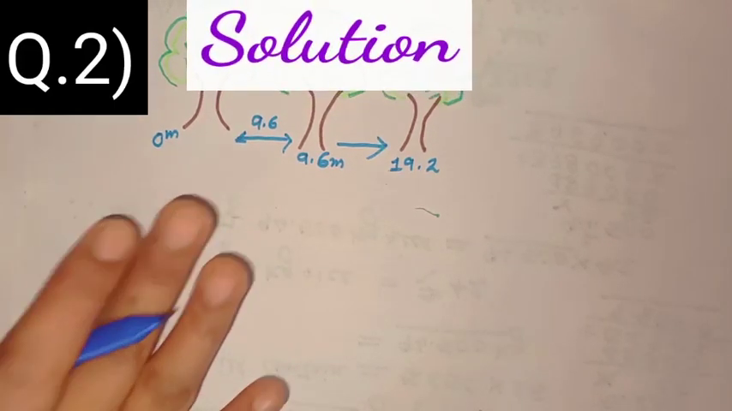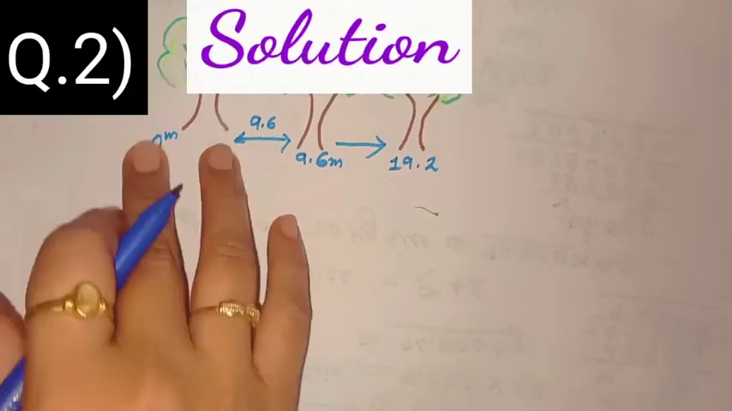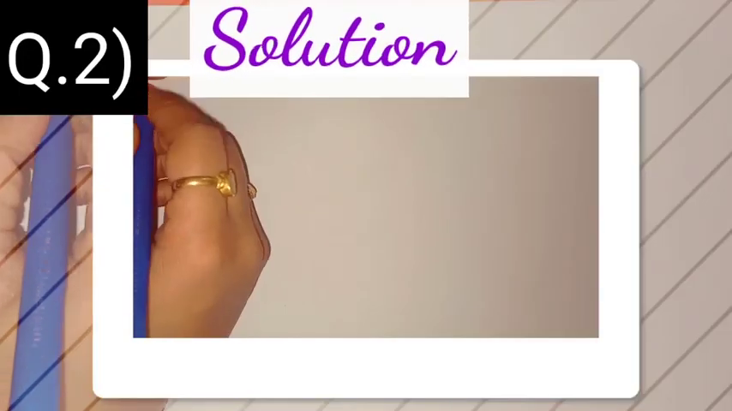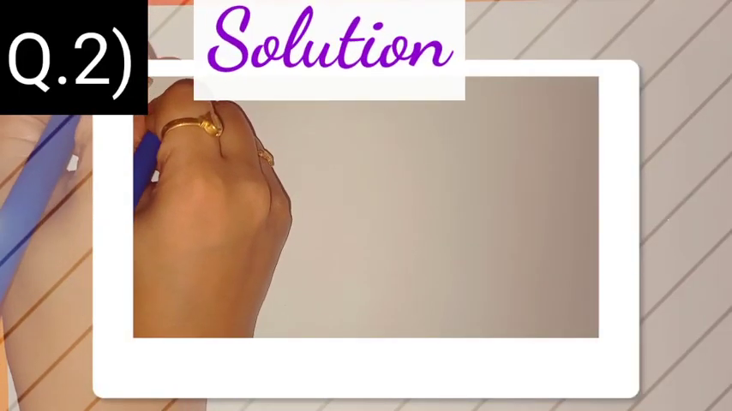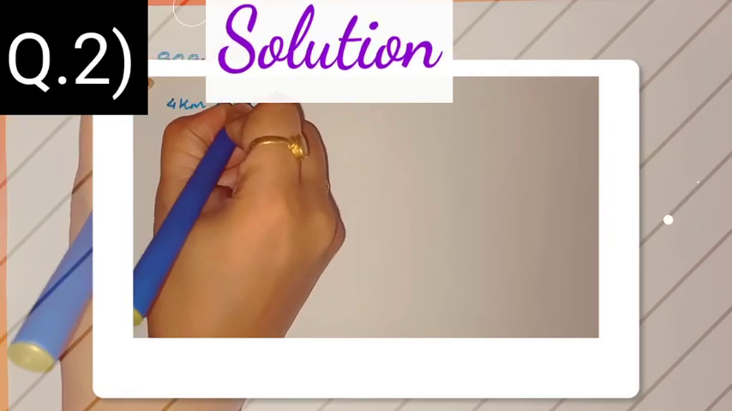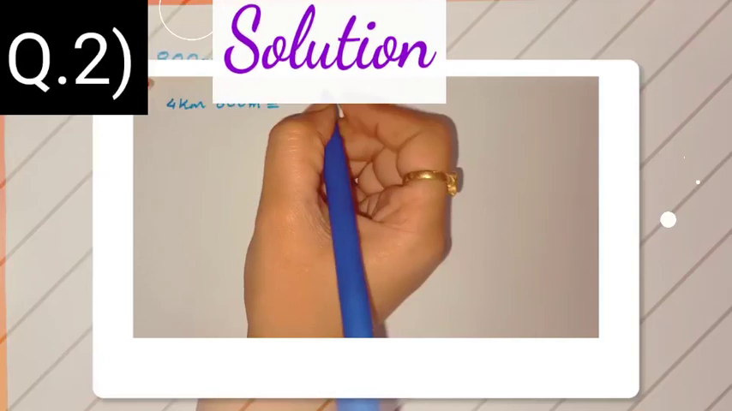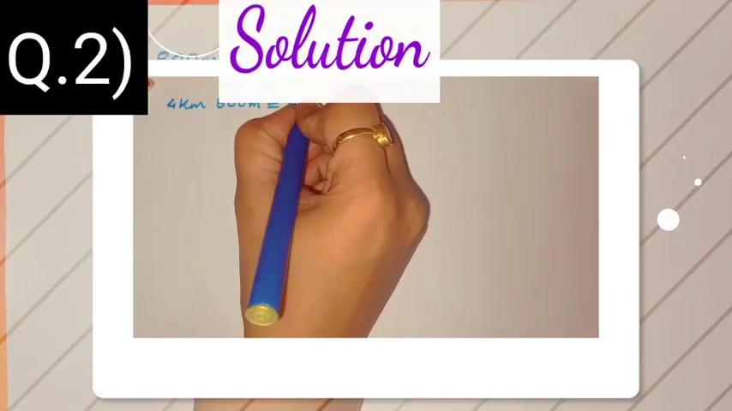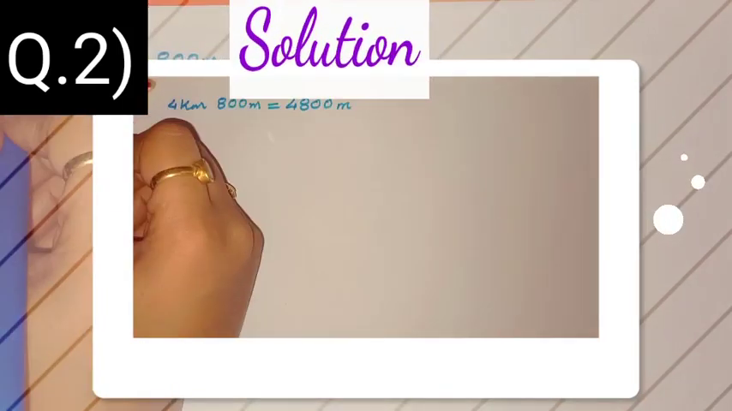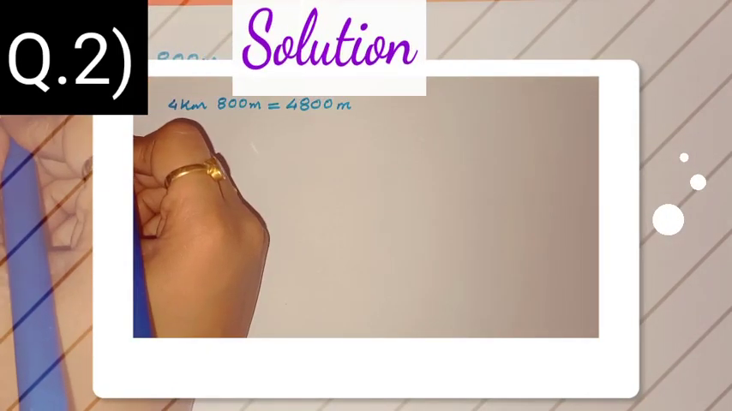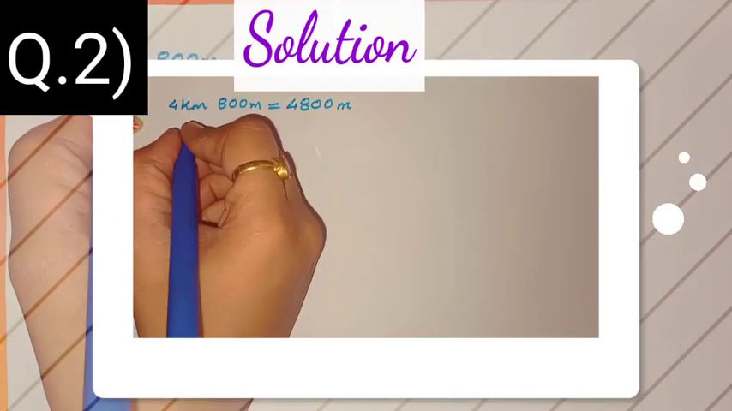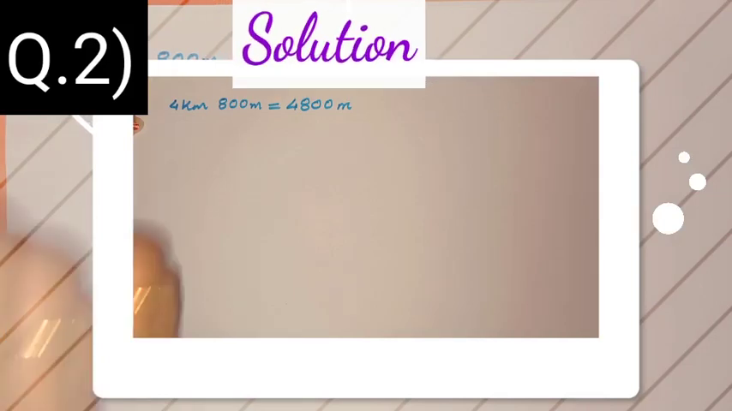So the question is how many trees are planted? You must understand this. Okay, then let us start. See children, first we'll see 4 kilometer 800 meter is equal to how many meters? 4800 meter. Correct. The distance between consecutive trees is, means between two trees there is a distance of 9.6 meter.